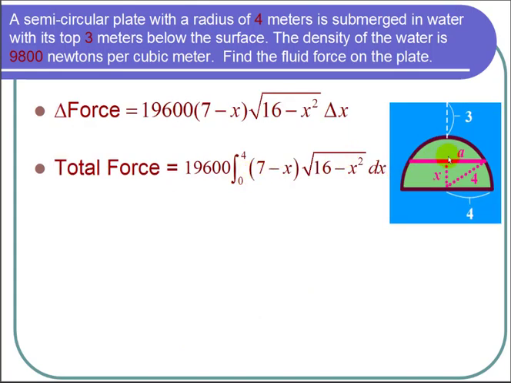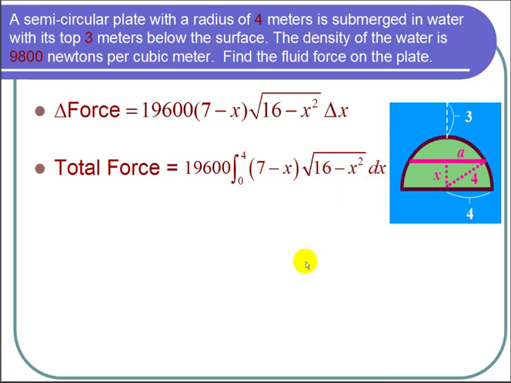I want all of the force for all cross-sections, so I add them up and take a limit as the little height of that cross-section approaches 0. I get an integral. The total force will be the integral of 19,600 from 0 to 4, because the smallest x gets is 0 and the largest is 4, of the 7 minus x times the square root of 16 minus x squared dx.